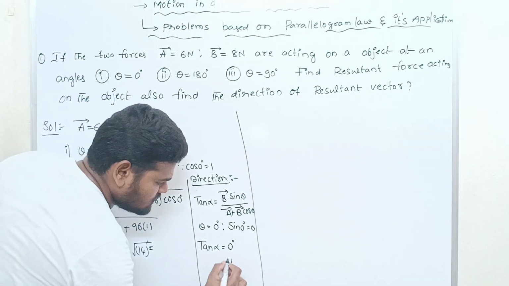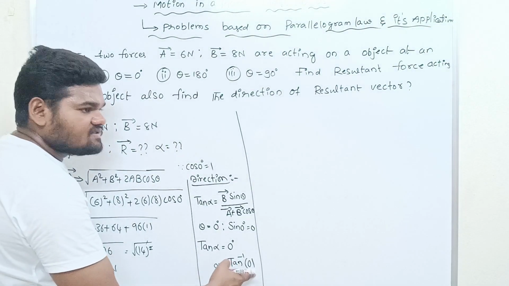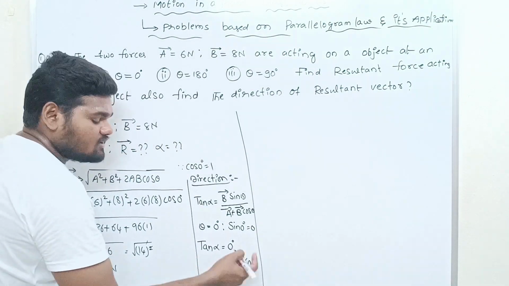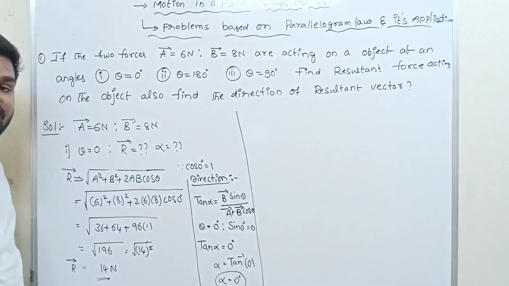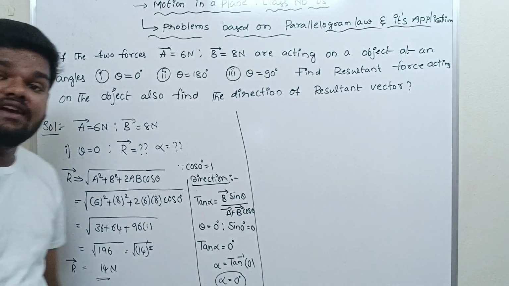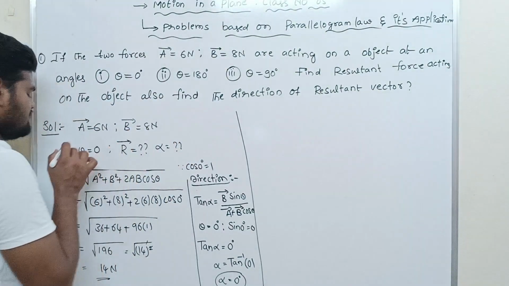Then alpha is equal to tan inverse of 0. What is the value of tan 0? Alpha is equal to 0 degrees, because the value of tan 0 is 0. This is the first one.